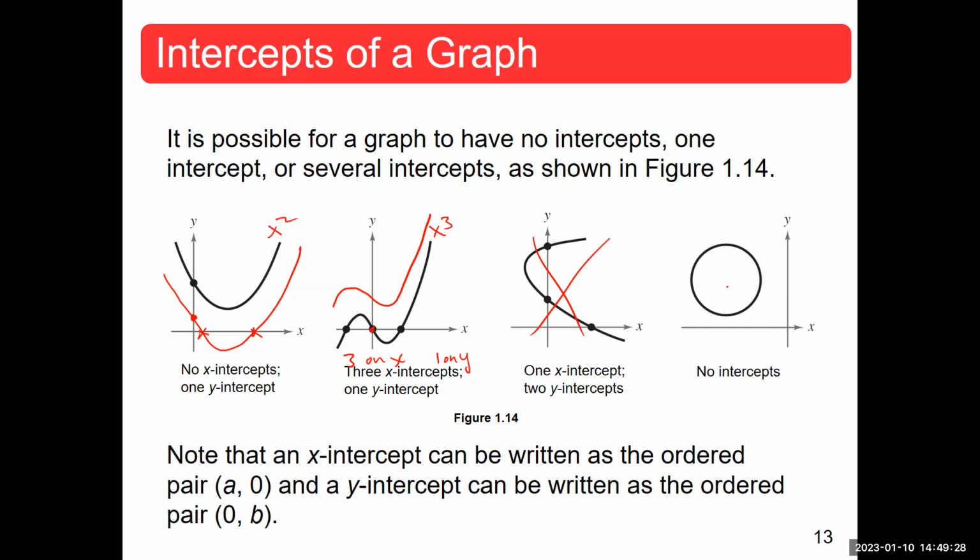The circle for this one has no intersection in this location. However, if I move the circle to here, I will have 2 with y. If I move it to here, I have 2 with x. If I move it to here, I will have 2 on y and 2 on x. So it depends where you draw the circle.